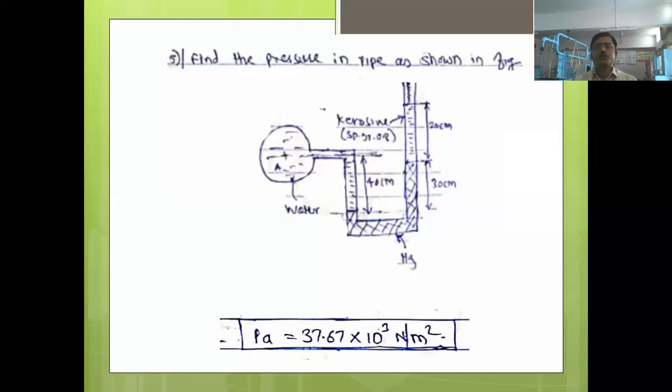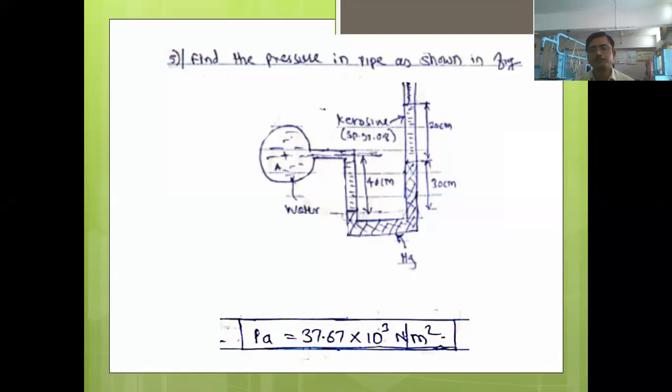Draw this diagram. Find the pressure in the pipe as shown in figure. Draw the cross section of the pipe, a circular cross section. There is water in the pipe. Now here there are three liquids present in the manometer. In the left limb above the datum there is water. On the right side above the datum there is mercury, and above the mercury there is another liquid, that is kerosene. There are three liquids.